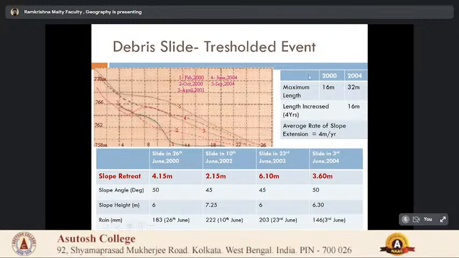It is not distributed over the entire year. So this understanding, 4 meter per year, and 6.10 meter in a single day within a few seconds, is quite different. And that's why your findings couldn't be used for planning purposes. Until and unless you understand this, you cannot effectively plan for slope management or soil erosion or landslide management. So it is very important to understand the thresholded nature of the geomorphic process. Geomorphic process is thresholded.